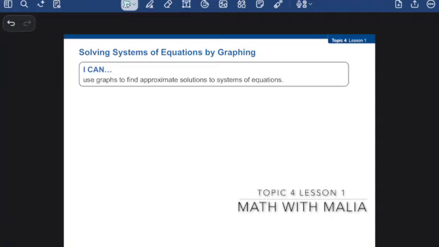Today we're doing Savvas enVision Algebra 1, Topic 4, Lesson 1, Solving Systems of Equations by Graphing. After this lesson, you'll be able to use graphs to find approximate solutions to systems of equations. We're going to be doing some graphing by hand, so have some graph paper, and then have a graphing calculator, because I'm also going to show you how to graph linear equations on your graphing calculator.